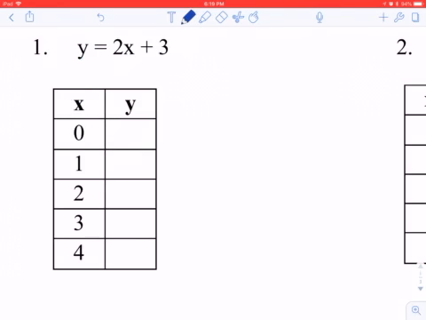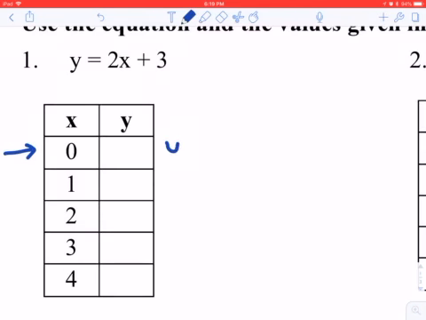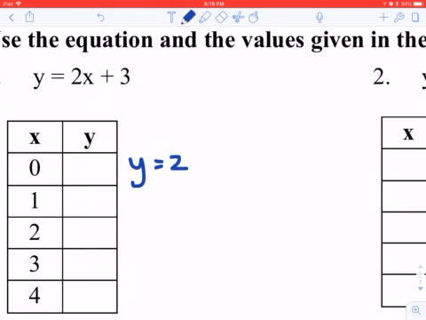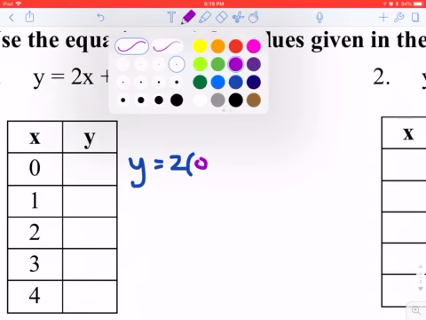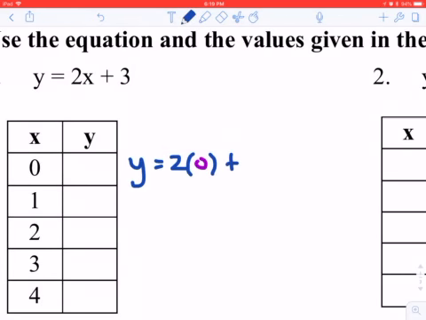Okay? So for example, the first one says x is equal to 0. To find out what this y is, you've got to put 0 into your equation. So for this one, y is equal to 2, and then instead of the x, I'm going to put a 0 in there, plus 3. And you know that 2 times 0 is 0, plus 3. That's going to give you 3. So that means y is equal to 3, because 2 times 0 is 0, and then add 3 to it, it's positive 3.